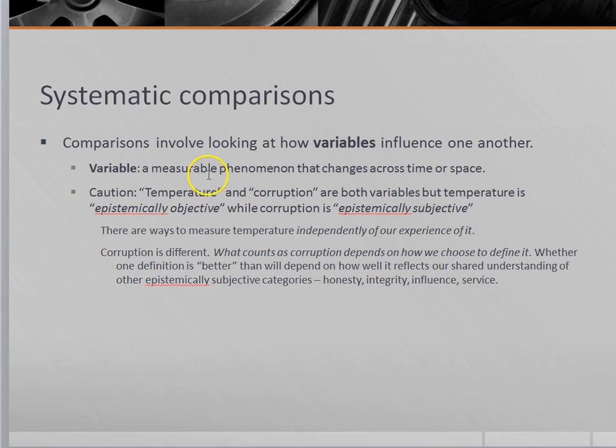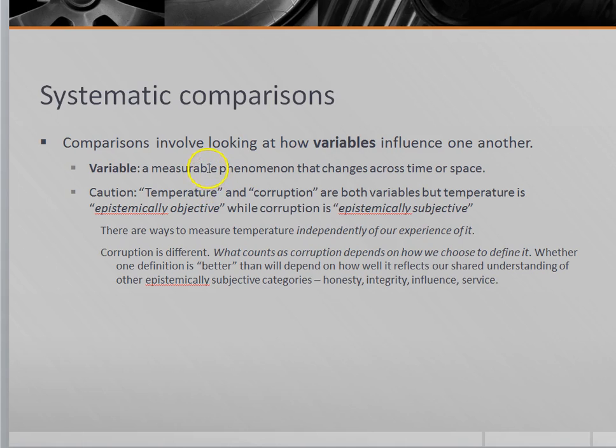They change over time. Now, there are different kinds of variables out there, some of which are fairly simple and some of which are fairly complicated. Let me give you an example. There's a difference between a variable like temperature and a variable like corruption.